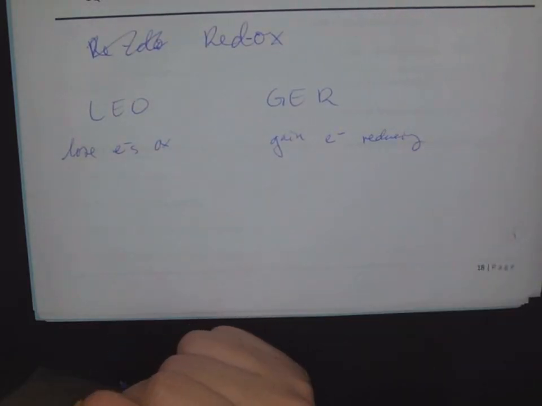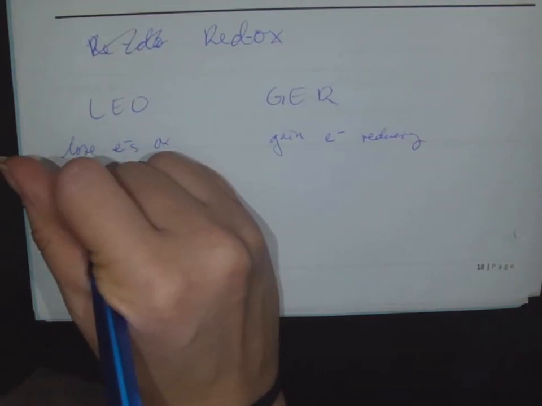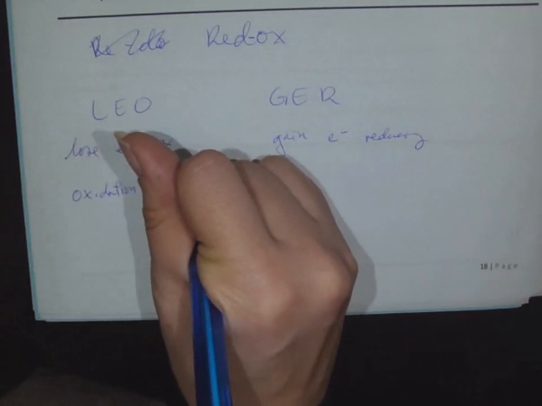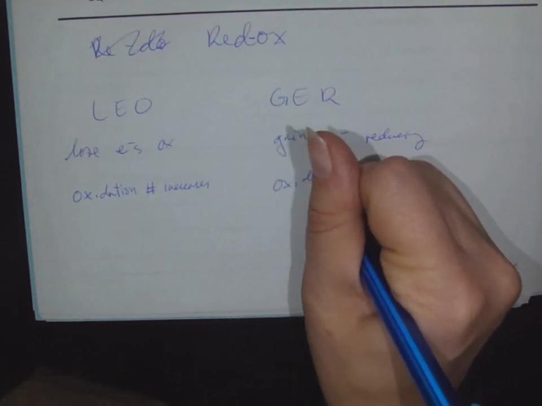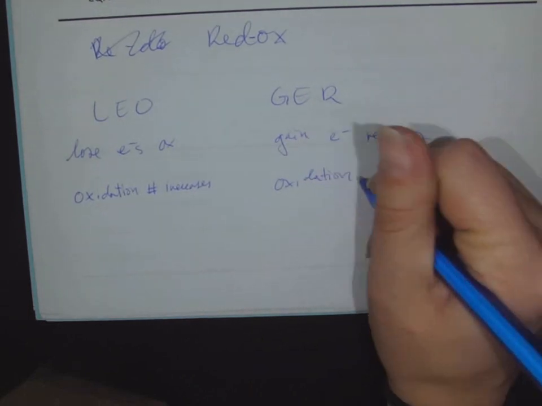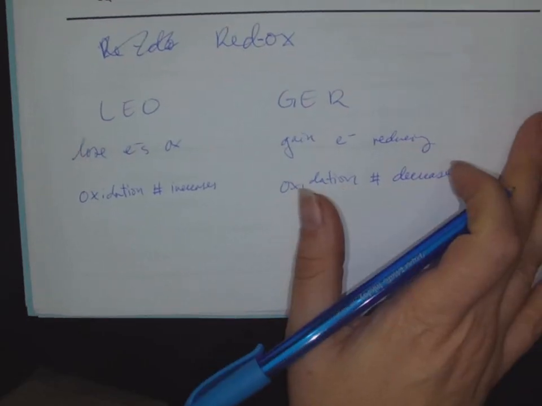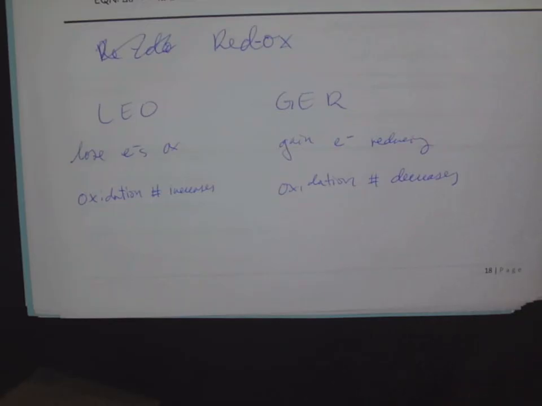If we lose electrons, then the oxidation number increases. And if we gain electrons, then the oxidation number decreases or reduces. That's why we're calling it reduction. These oxidation numbers, which is where we're tracking electrons, who has them, where are they going, the oxidation number of a species is going to decrease or reduce when we gain negative electrons.